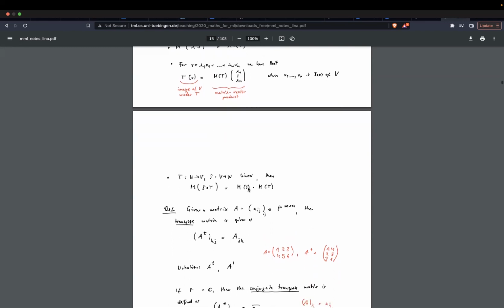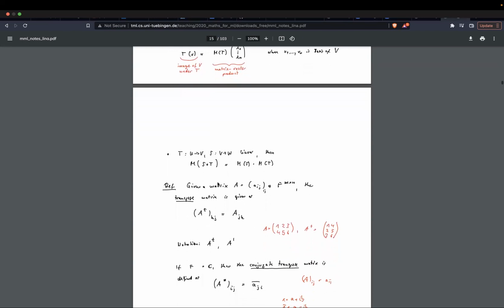But okay, then there's this third property that they are talking about. If T takes from U to V and then S takes from V to W, then if you do those transformations one after another, that is represented by S dot T. You always read the transformation from left to right. So this means first we do a transformation through T and then we apply a transformation through S. So the matrix of those two transformations is the net transformation.